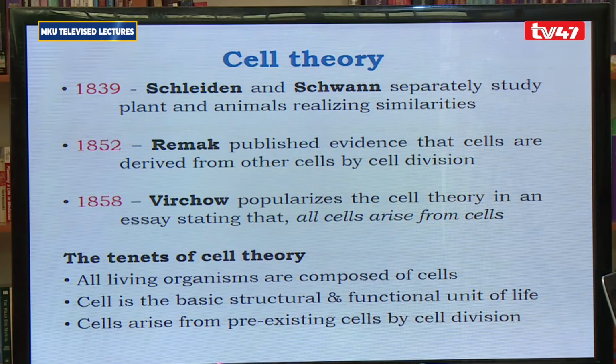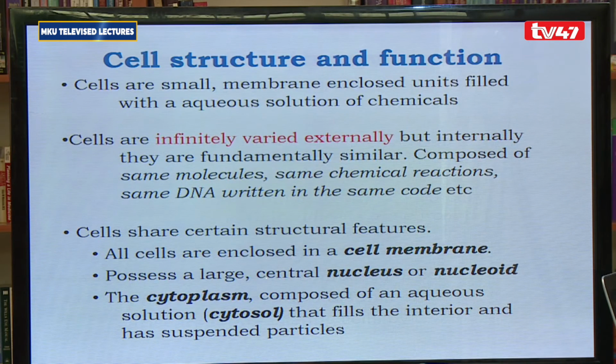Then the third tenet is that all cells are created by other cells, meaning they arise from pre-existing cells. So those are the three tenets that guide the cell theory and that we use when we are talking about cell biology. So let us now turn to the cell structure. We've done the introduction.